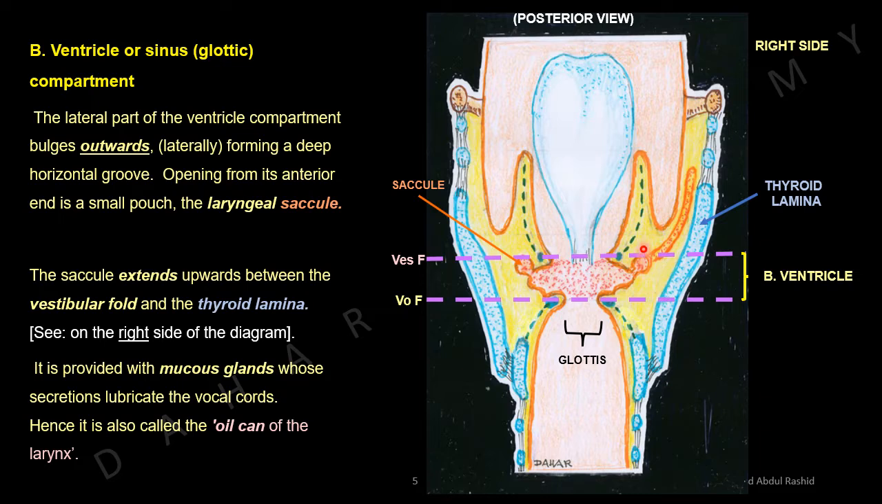You can see it on the right side of the diagram. It is provided with mucous glands whose secretions lubricate the vocal cords. Hence, it is also called the oil can of the larynx. This little one we can call the oil can of the larynx.